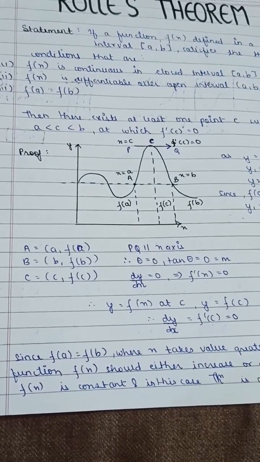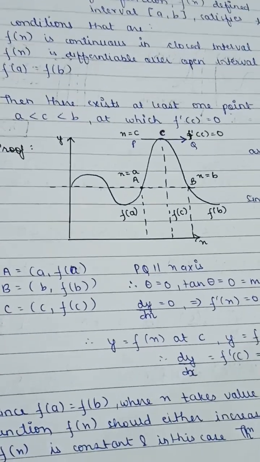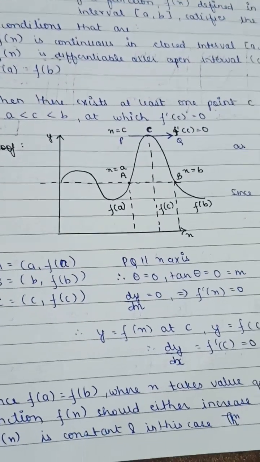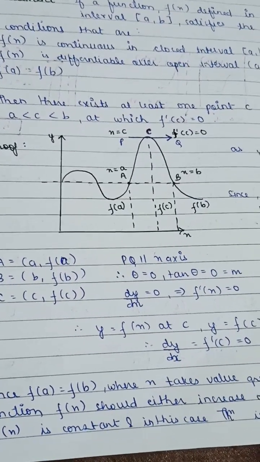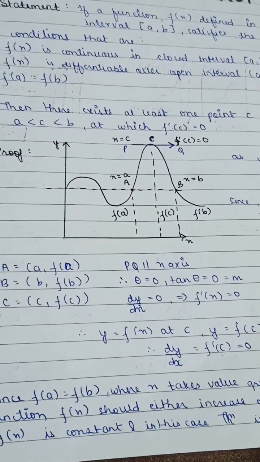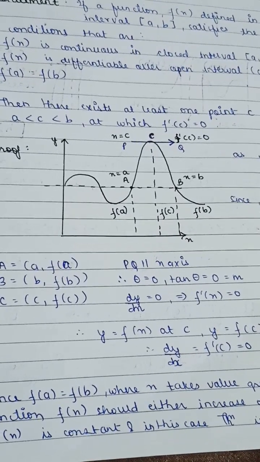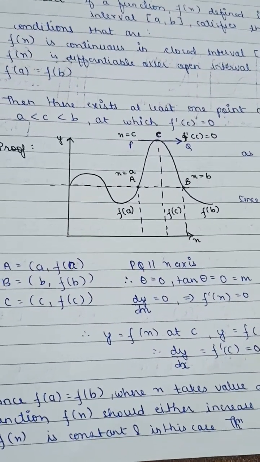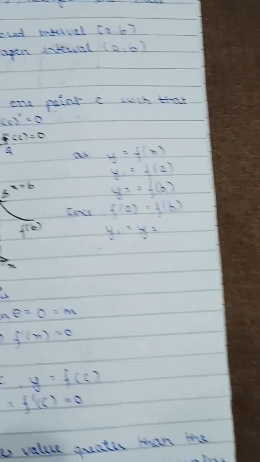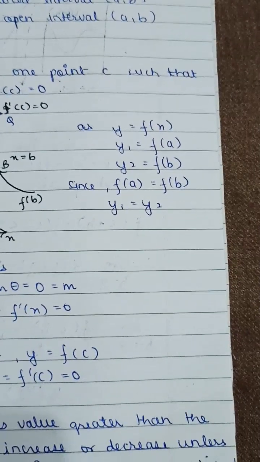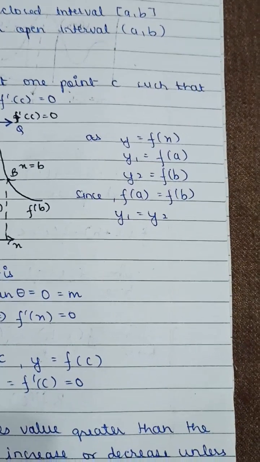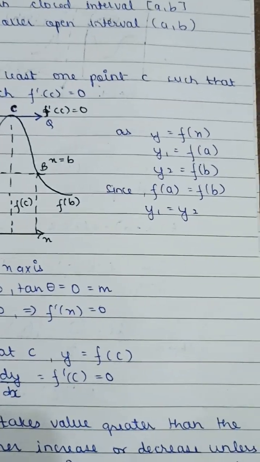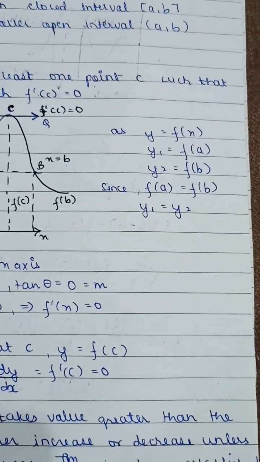Now for the proof, we have a graph, and in that graph we have a curve having 3 points A, B and C, having x coordinates x equals a, x equals b, and x equals c. And we also know that y equals f(x) is a function, then y1 equals f(a) and y2 equals f(b). As given in the theorem above, f(a) equals f(b). Therefore, y1 equals y2.